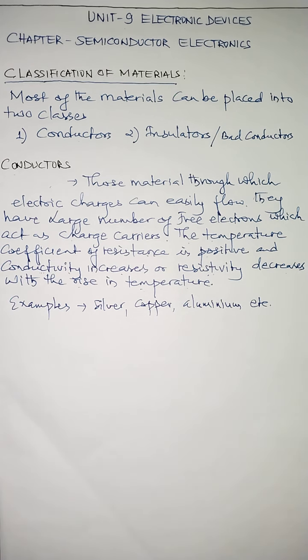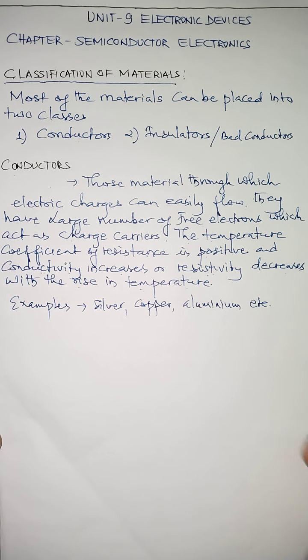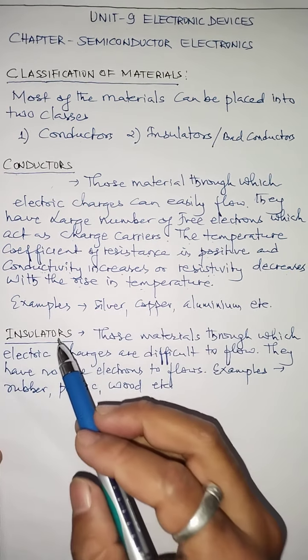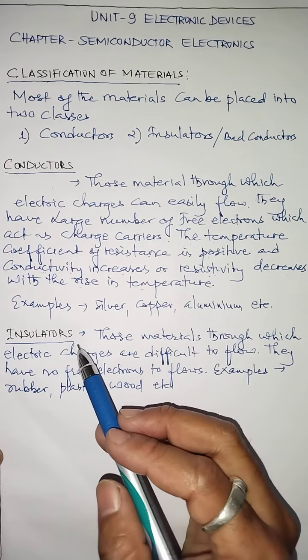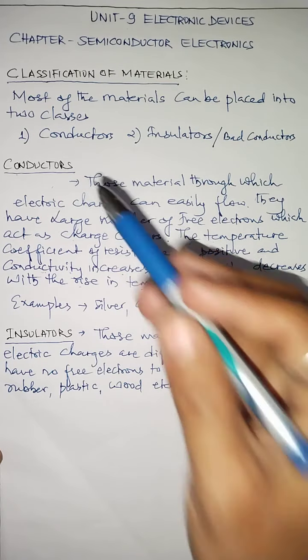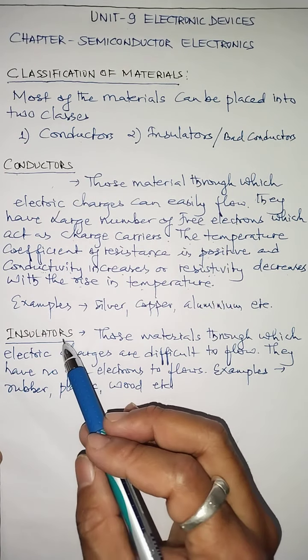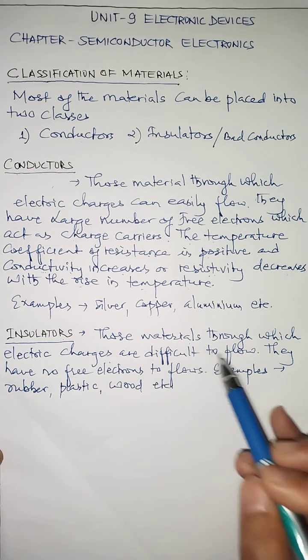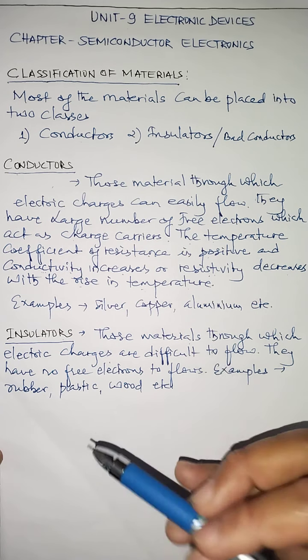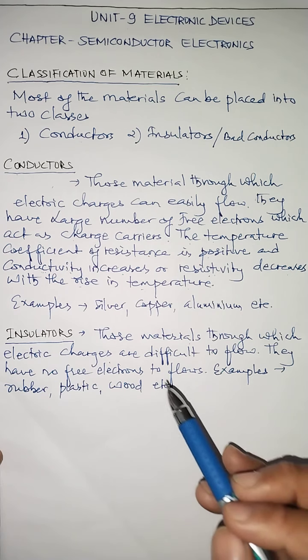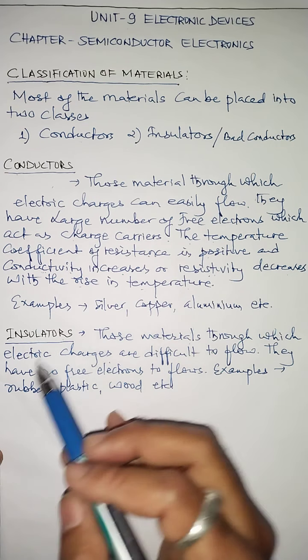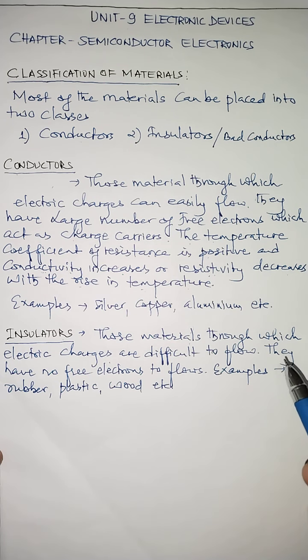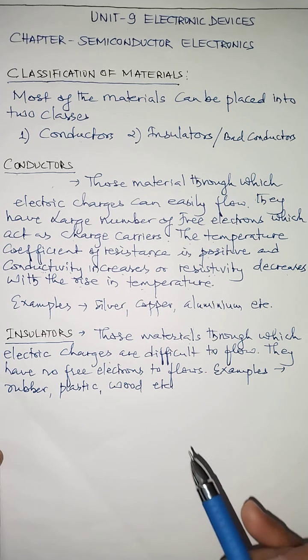Now there is another substance which has just opposite properties to a conductor, and these are called insulators. Insulators are those materials through which electric charges find it difficult to flow. The charge cannot flow at all in an insulator. What is the reason that charge cannot flow in an insulator? As you know, there are no free electrons to flow in an insulator.